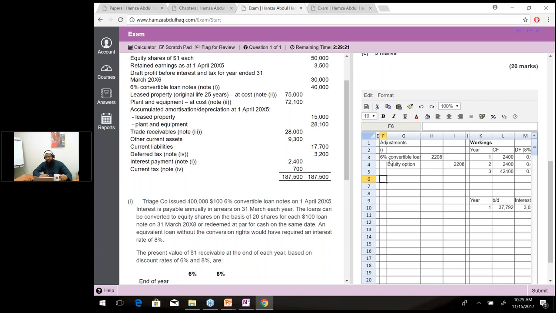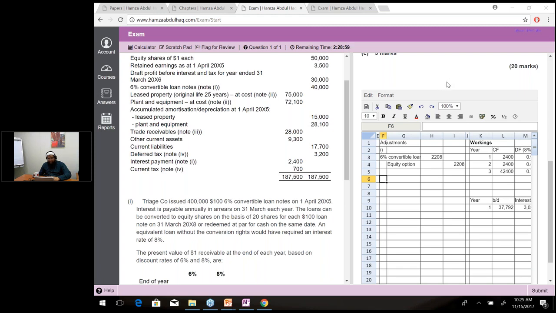Any confusion with this entry? You people can ask, because this is something new to you people, the CB format, which is going to be mandatory after December. So it is very necessary to learn all these impacts, how to show the workings, how to record the transaction, how to prepare the double entry. Okay, that's good. There are no confusions.